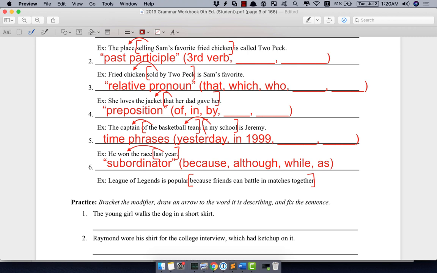And subordinators describe the whole sentence. So this whole phrase, because friends can battle in matches together, describes League of Legends is popular. So draw an arrow from this phrase to the sentence, League of Legends is popular.